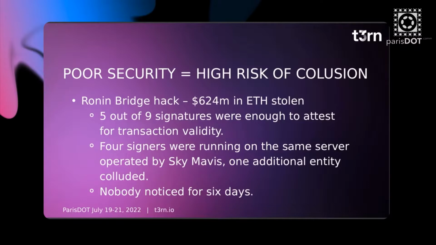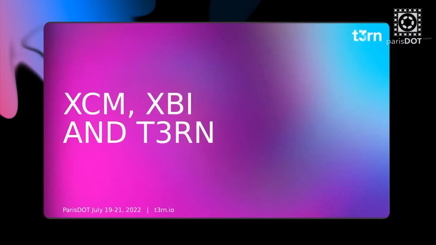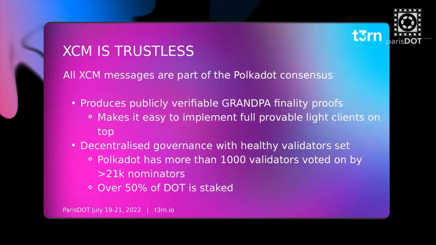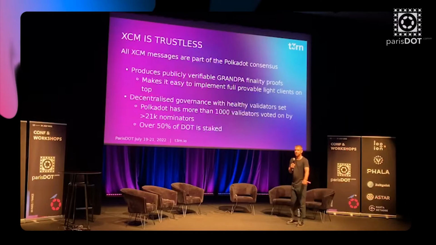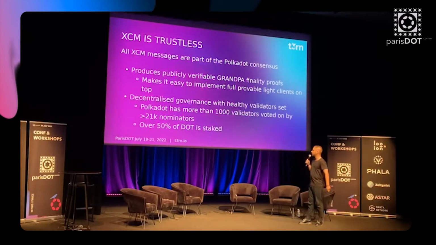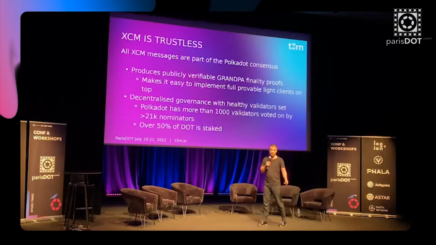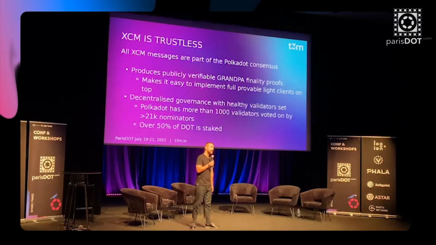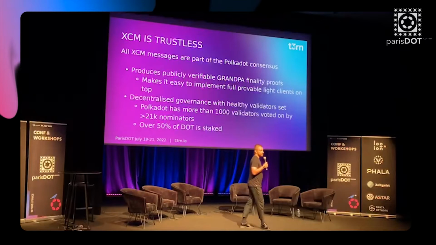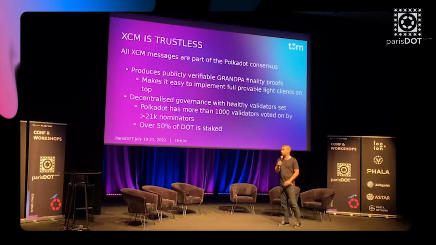So now we can talk about what the future looks like and what progress looks like and why we're very much heading in the right direction and what needs to be achieved to make that a reality. So looking at XCM and Polkadot as a whole, from a security standpoint, it is in a very great place. You get the publicly verifiable grandfather finality proofs, making it easy to implement provable light clients on top of it. You also look at the amount of validators on the network, over 1,000, over 20,000 nominators as well, with over 50% of all DOT staked. I think that's not something to be scoffed at. It's an incredible achievement in itself and really does reinforce the security that Polkadot offers.